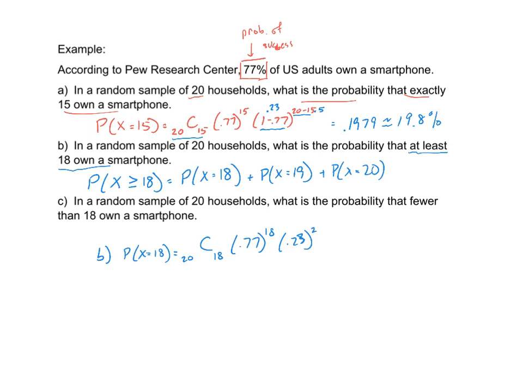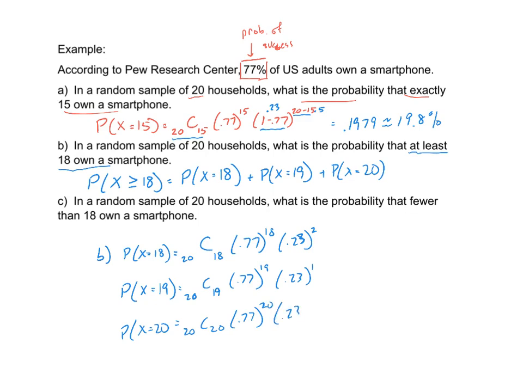And then a good check is 18 plus 2 is 20. And we're adding to that the probability that X is 19, 20C19, 0.77 to the 19th power, 0.23 to the first power. And we're adding to that the probability that X is 20, 20C20, 0.77 to the 20th power, 0.23 to the 0 power. And just to save time in your calculator, to the 0 power, that part is equal to 1. So you don't have to type that part in. Just save you a half a second or 3 seconds.